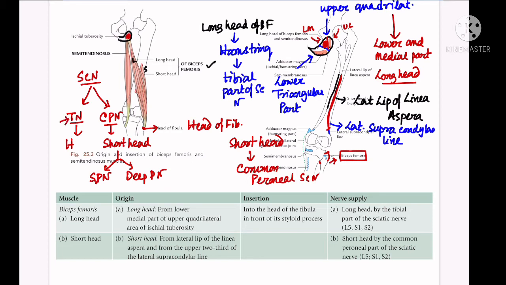The tibial nerve, after it supplies the hamstring muscle at the back of the thigh, continues further lower down to the back of the leg and supplies the posterior compartment of the leg. Whereas the common peroneal nerve divides into superficial and deep peroneal nerves. The deep peroneal nerve supplies the anterior compartment of the leg, which is known as the extensor compartment, and the superficial peroneal nerve supplies the lateral compartment of the leg, which is called the peroneal compartment.